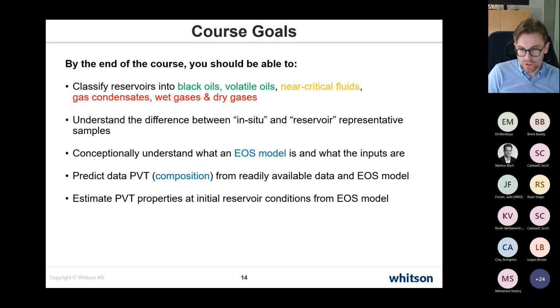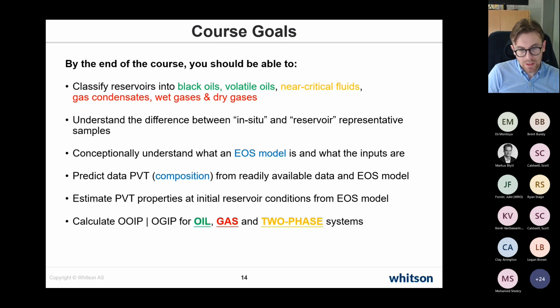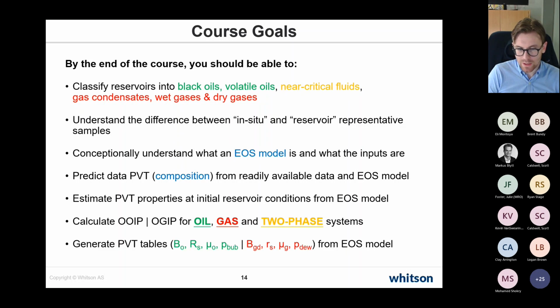Estimate PVT properties at initial reservoir conditions from an equation of state model. Calculate the original oil in place and gas in place for oil, gas, and two-phase systems. Here we're going to probably learn a trick that some of you, or maybe most of you, haven't seen before. Hopefully it's going to simplify your life in working in some of these liquid-rich systems. And the last thing is that we're going to generate tables from an equation of state model. So at the end of the course today, you should not only understand the theory, but be able to do all of these things yourself. That should be something you can revisit at the end of the day today.